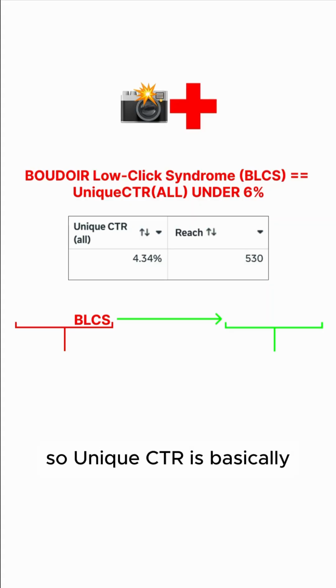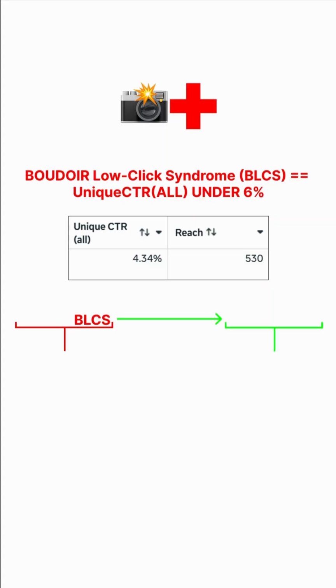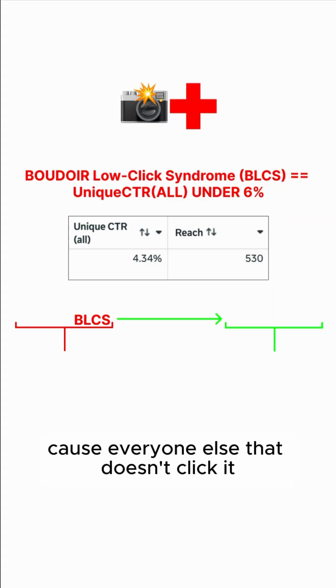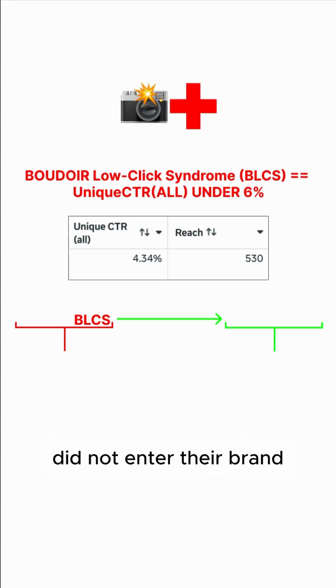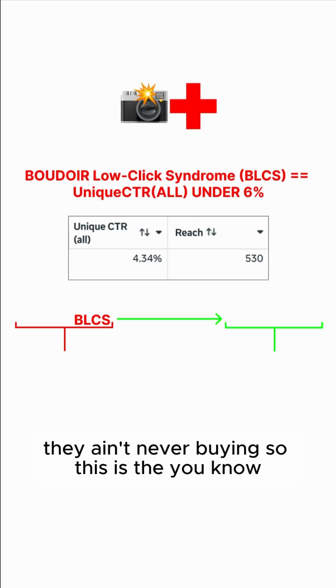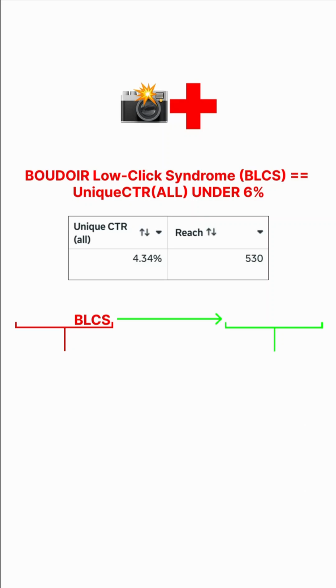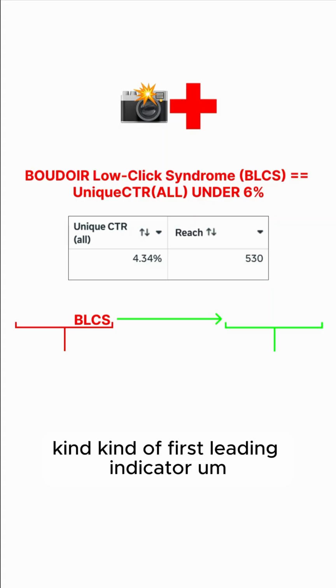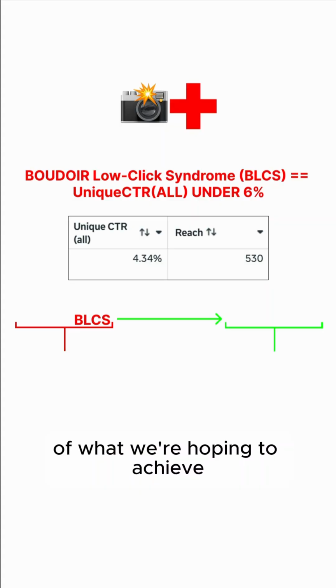So unique CTR all is basically how many women out of 100 we got to have a non-zero chance of buying from us. That's literally what it is. Because everyone else that doesn't click anywhere on the ad just scrolls right on by. Our ad did not enter their brain. They ain't never buying. So this is the purchase probability, the first leading indicator of what we're hoping to achieve.